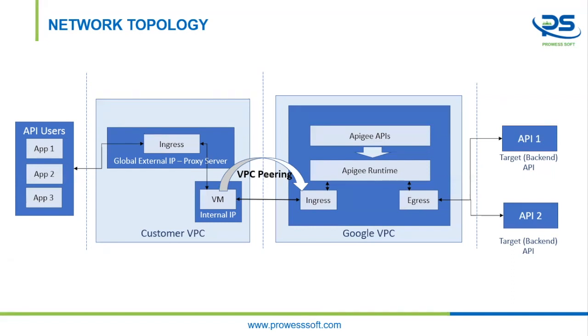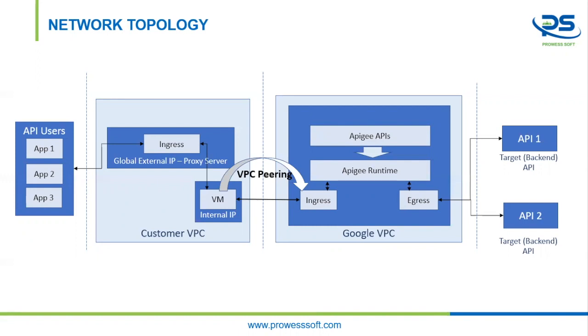The next component we'll talk about is the customer VPC. As you can see, the customer VPC has a global external IP and it takes in all the requests that are coming in from API users. So essentially, this is a load balancer on this proxy server that is going to redirect all of the traffic onto the Google VPC. So how is this communication done through customer VPC and Google VPC?